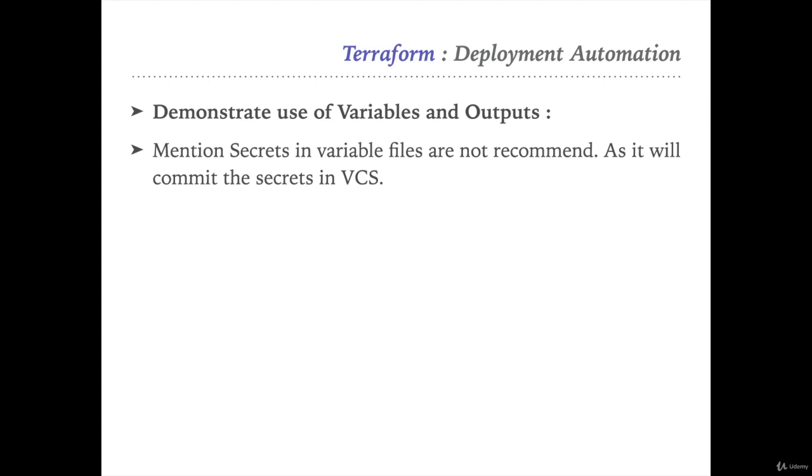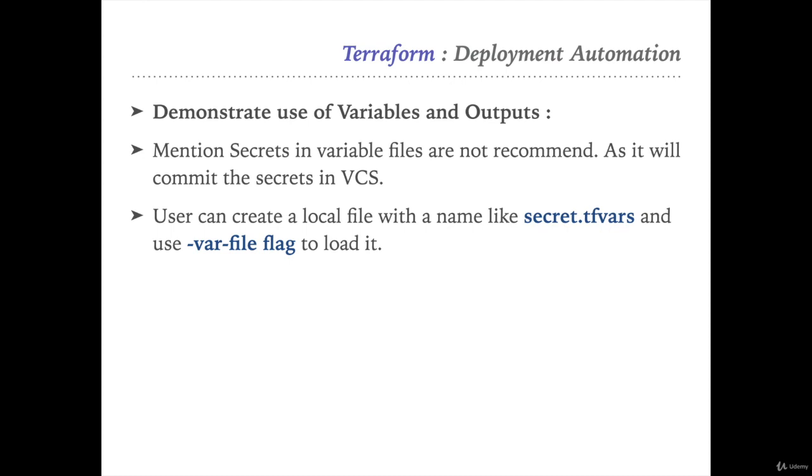Why is it not recommended? Because if you mention your secret in the variable file, then first, that variable value will be plain text, right? And second, you are going to commit that file to the VCS system, which means version control system. Any user who has access to that repository on your version control system can get your secret. And if they can get your secret, then it is no more a secret, and they can damage or harm your infrastructure using these values. So it is completely not recommended to use secrets in variable files.